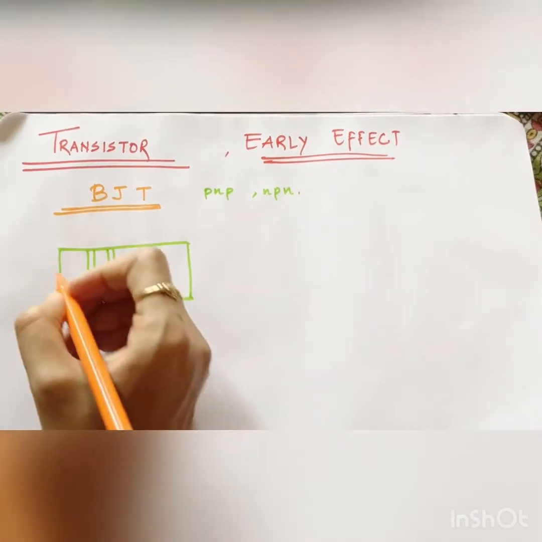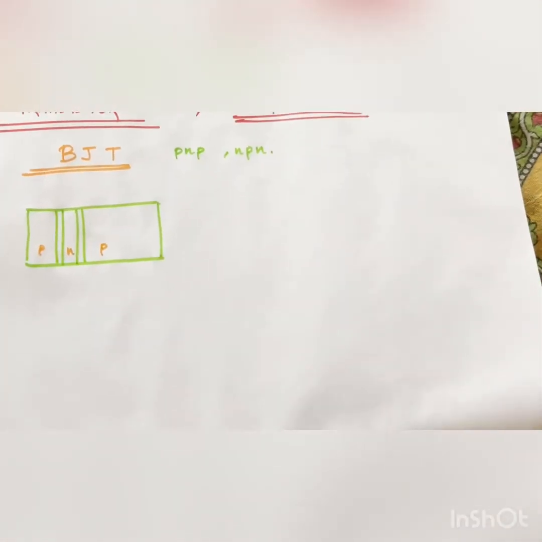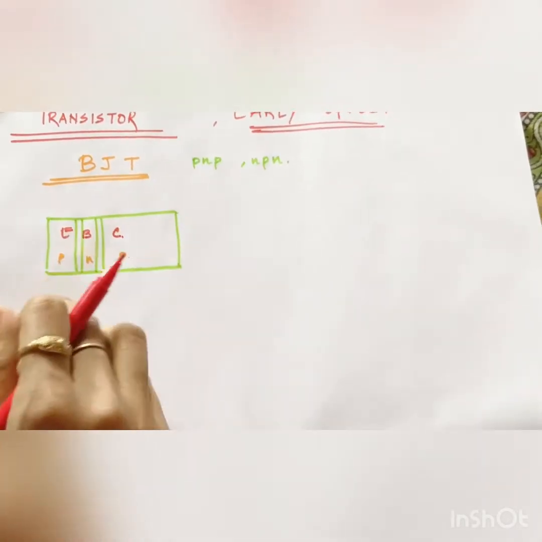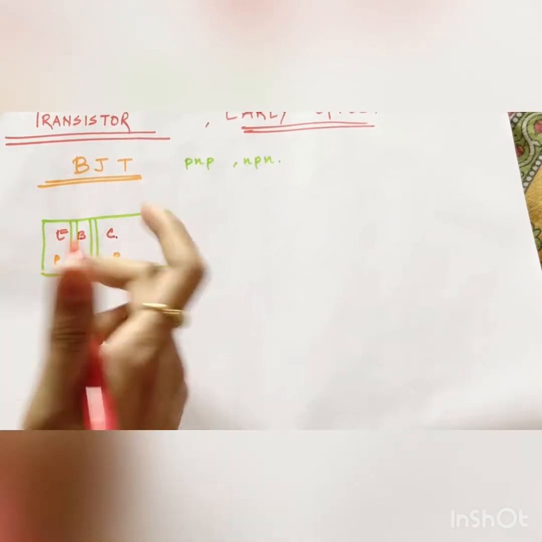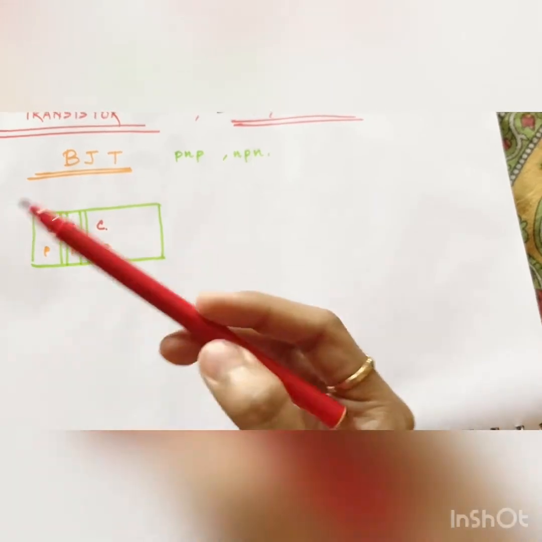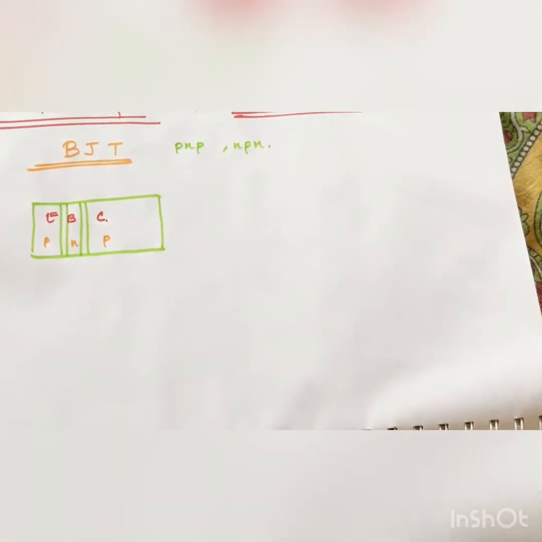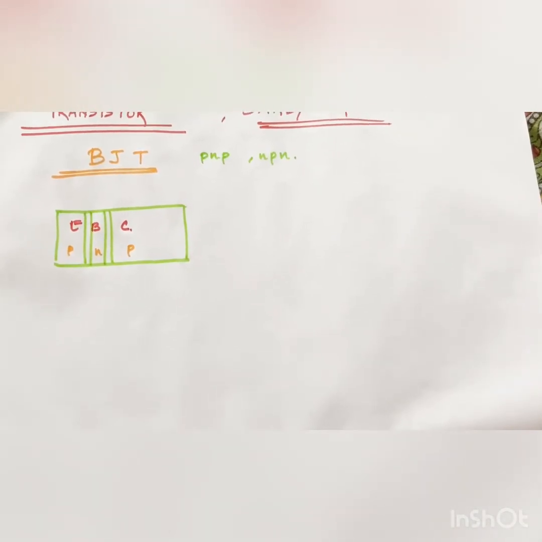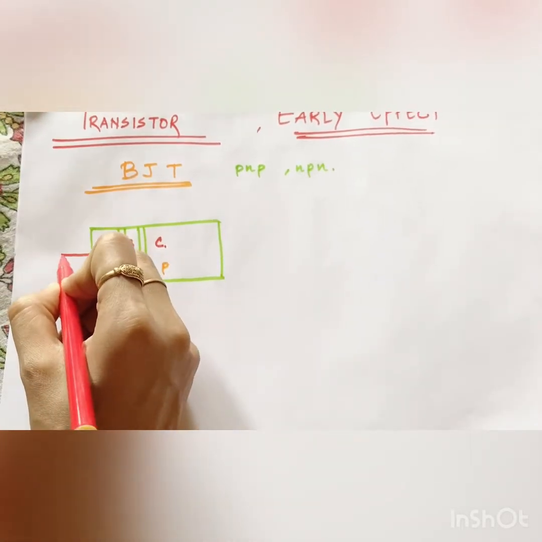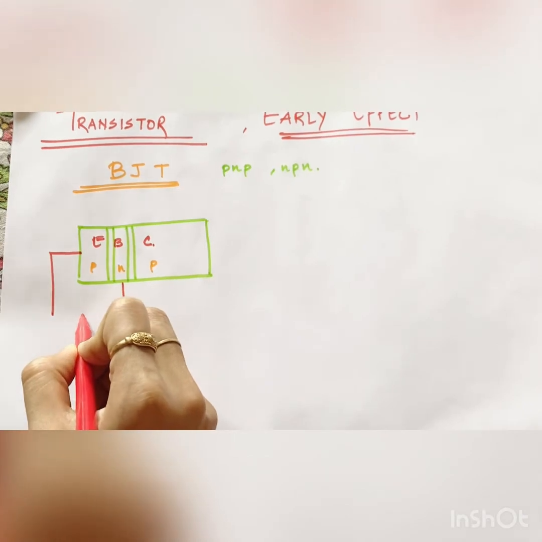This is PNP. This is emitter, base, collector. The emitter is highly doped but medium sized. The base is lightly doped and very small, but the collector is moderately doped and very large. Since it is a BJT, we have battery terminals on both sides.